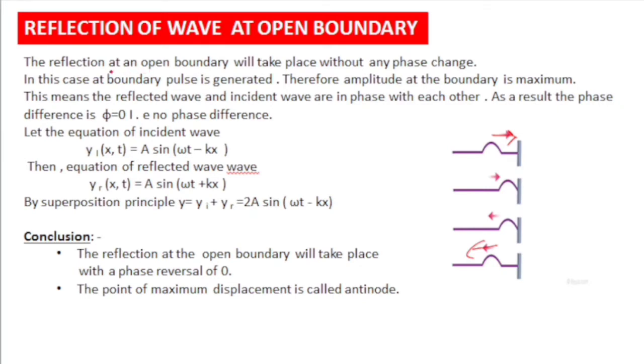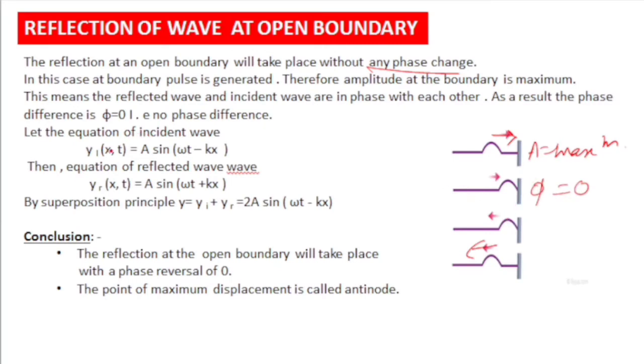So these two points are important here. The reflection at an open boundary takes place without any phase change. If there is no phase change, it means the amplitude is maximum at the open boundary. These two points are important. Phase difference between incident and reflected wave is 0, and amplitude is maximum.